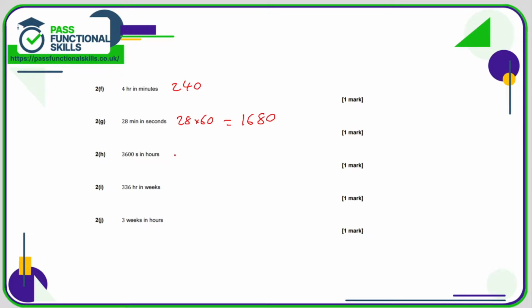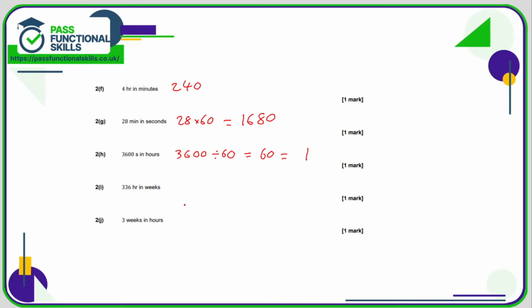3,600 seconds in hours is a bit tricky. What I would do is I would turn the seconds into minutes first of all. So 3,600 divided by 60 gives us a total of, I'm trying to do this in my head at the moment, but obviously you'd be using a calculator, 60. And then we want to convert this number of minutes into hours, and we know that 60 minutes is 1 hour.